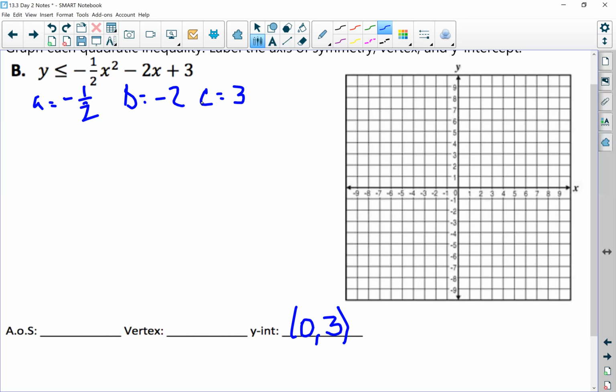All right, so axis of symmetry, x equals the opposite of -2 over 2 times -1/2. Opposite of -2. Two times -1/2, -1. And what is 2 divided by -1?